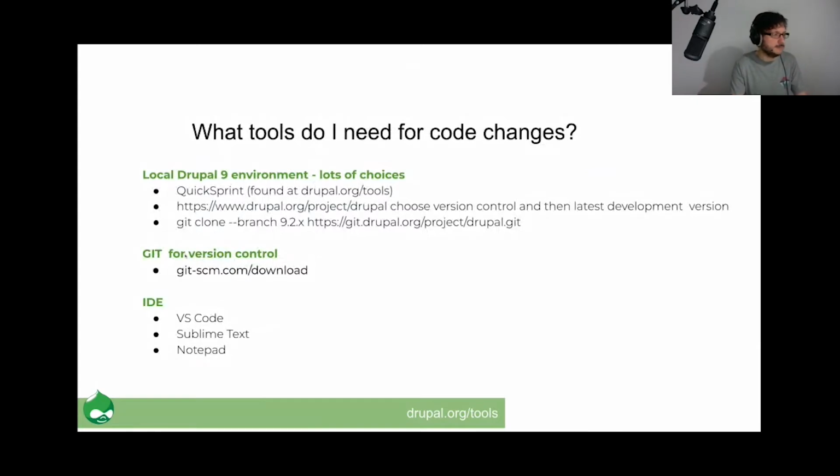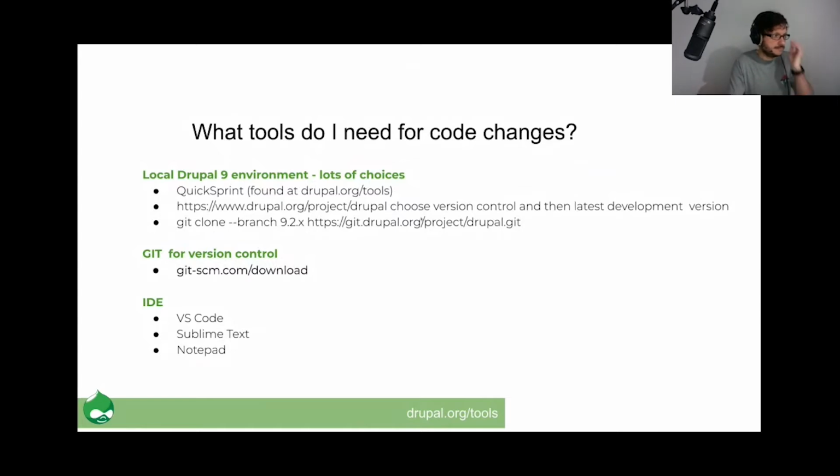Otherwise, there's a link there, git.scm.com, and that's where you install Git to do your version control. And then you just need some sort of IDE, that's a development environment. So VS Code, Sublime, Notepad, anything that allows you to edit text.